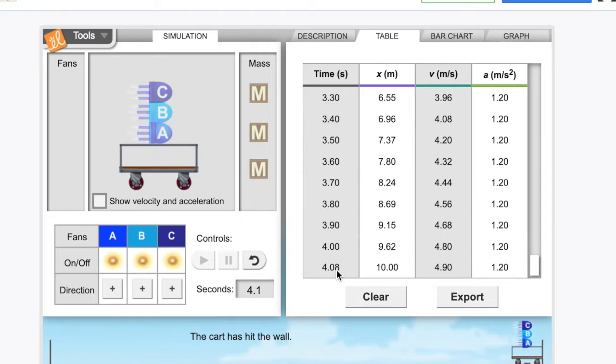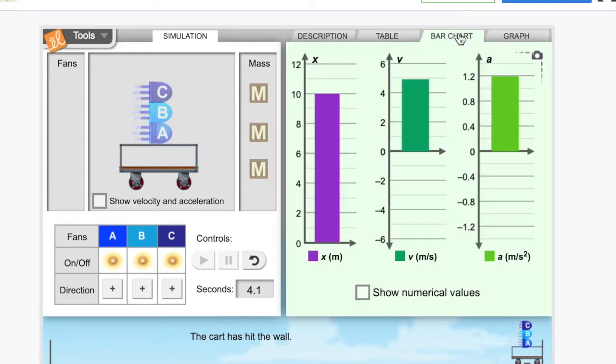Okay. So now it says select the bar chart tab. So we're going to go to the bar chart tab and show numerical values. Okay, so we can actually see those, right? 10, 4.9, 1.2, just like we saw before. For each of those situations, record the acceleration of the cart.